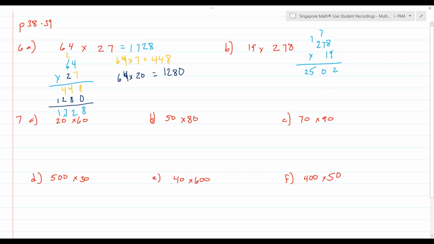Then I have 278 times 10, so I'll have a 0 in the ones column. And then 278 times 10 is going to be 278 tens, 2,780. When I add those together, 2, 8, 12, 5, I have 5,282.